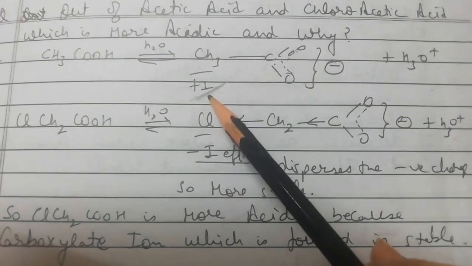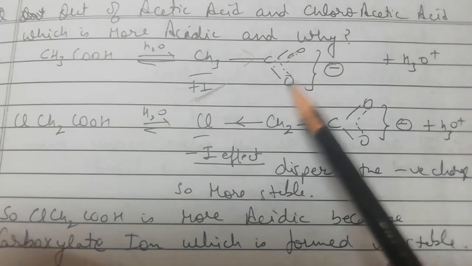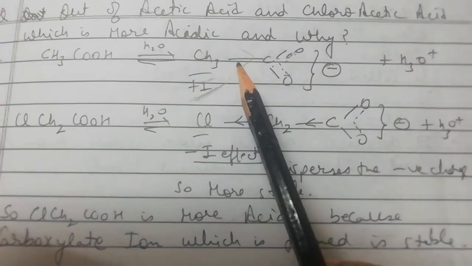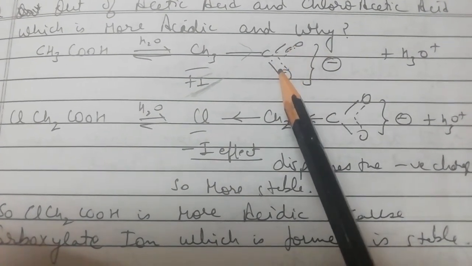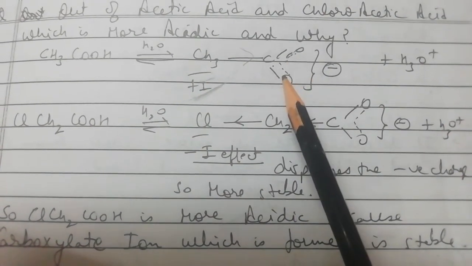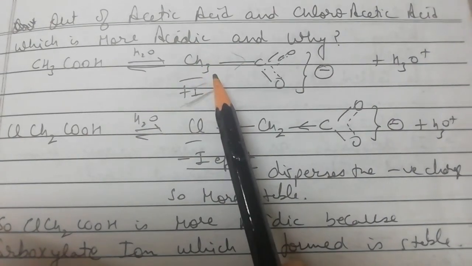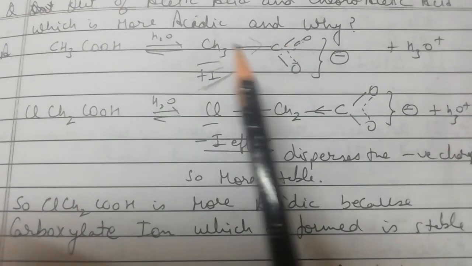Now we can see in both the carboxylate ions that in acetate ion, this methyl group has plus I effect. Because of this plus I effect, it will donate the electrons to the system. This system already has negative charge, so because of the plus I effect of the methyl group, it will intensify the negative charge on this carboxylate anion, which will destabilize the system, and hence the reaction will not go in the forward direction. So we can say that acidity of carboxylic acid will decrease.